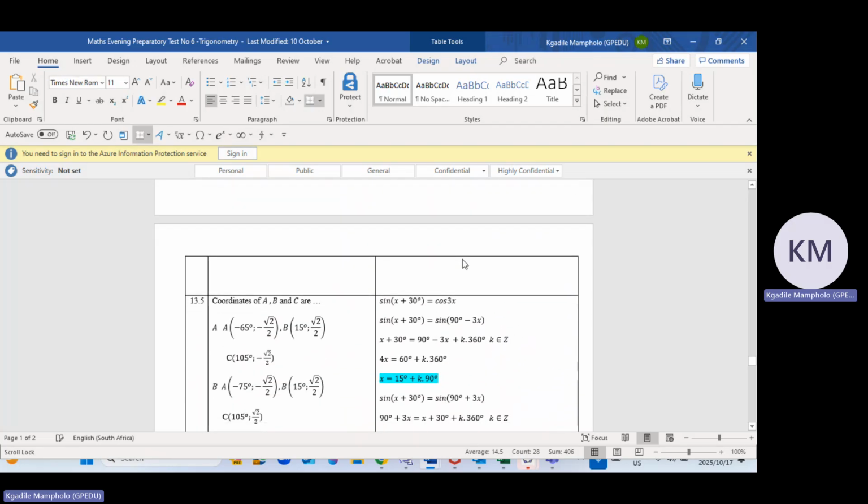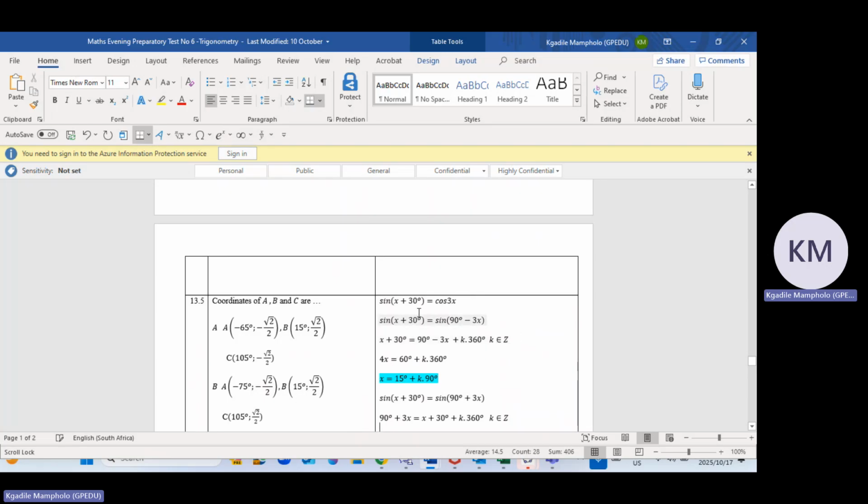Cos A, B, the coordinates of A, B, and C are... So here you do the general solution. We say sine of x plus 30. Then we say sine 30 minus. So we make the ratios to be the same. You check where sine is positive so that when you reverse it, it will be positive cos 3x. We change it to be a sine. That is why I put 90 degrees here. So we say minus 3x.